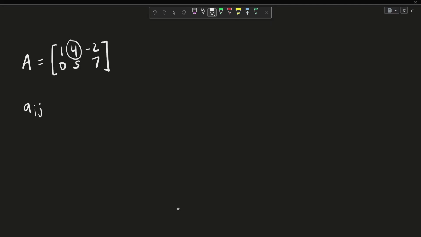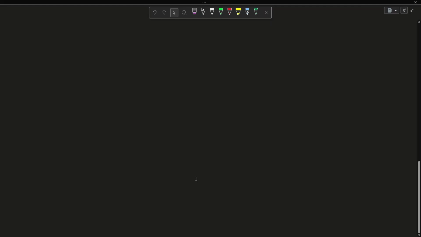So in this situation, the number 4 is in the first row, and it's in the second column. So let's say we're referring to A1,2. This would be 4. Similarly, if we were referring to the item in the second row, third column, so A2,3, we would find the second row, third column, and see that we're referring to 7.